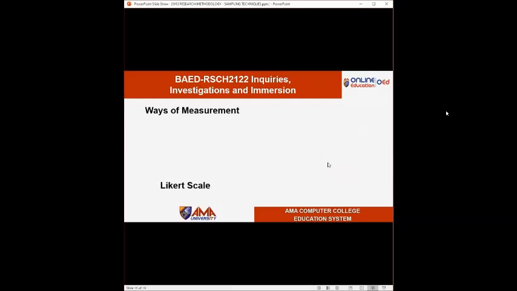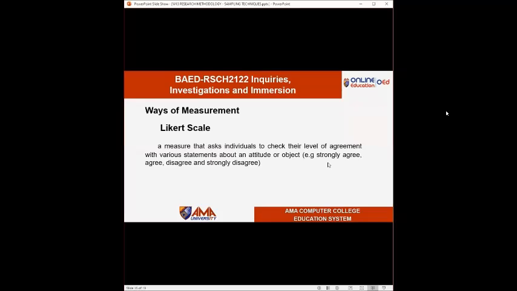Ways of measurement, meron tayong Likert scale. Ano ang Likert scale? Ito yung nakikita natin ay pag nasubukan na natin sumagot ng mga survey questionnaire. So, sabi dito, a measure that asks individuals to check their level of agreement with the various statements about an attitude or object. O makikita nyo dito, may pagpipilian dito. Sometimes ang nakalagay dito is strongly agree, disagree, and strongly disagree. So, wini-weigh yun gamit yung Likert scale na measurement.